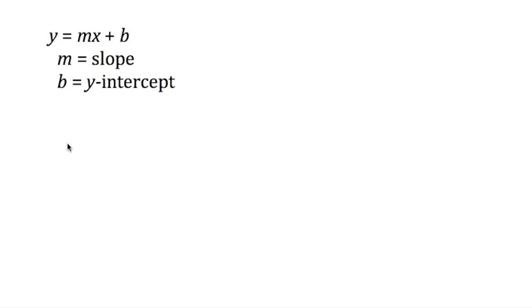Whenever you're given information and asked to write the equation of a line, you should begin by writing this down. You should always start with the equation of a line in slope-intercept form. You should always write y equals mx plus b. Then you should write m equals and b equals underneath. Remember that m equals the slope and b equals the y-intercept.